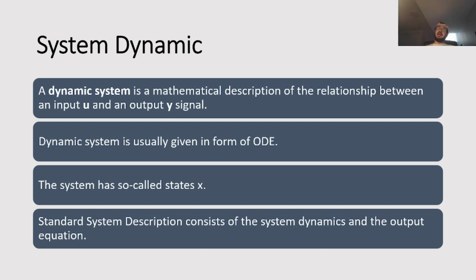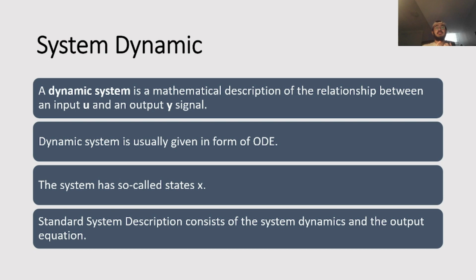These variables, like x, if x changes, the behavior of the vehicle also changes. So it helps us formulate a system behavior in the form of ODEs. For the ODEs, I'll turn to the next slide after describing the standard system description. The standard system description consists of system dynamics and an output equation.